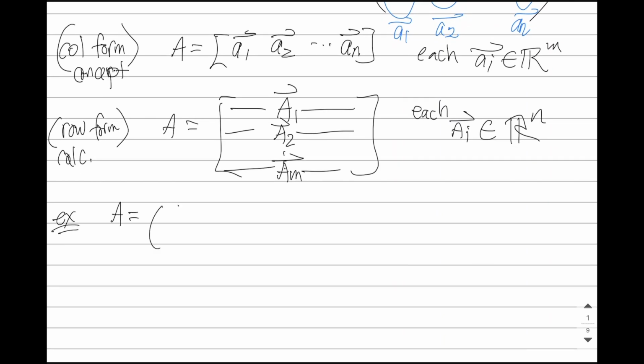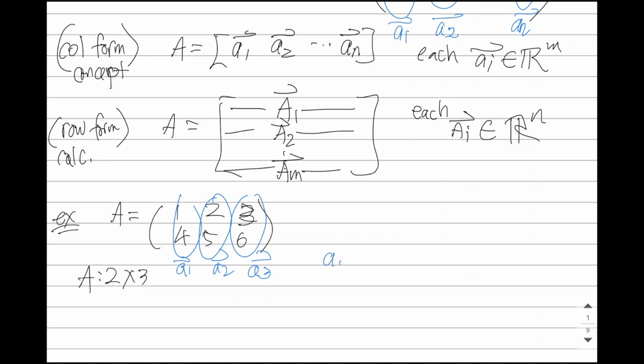As an example, here is a matrix. This matrix is 2 by 3, so it has 2 rows and 3 columns. This would be A1, A2, A3. Each Ai lives in R2 because they only have 2 entries. Whereas if I were to talk about the rows, this would be row vector A1, this would be row vector A2, and each one of these Ai's has to live in R3 because it's a vector with 3 entries.